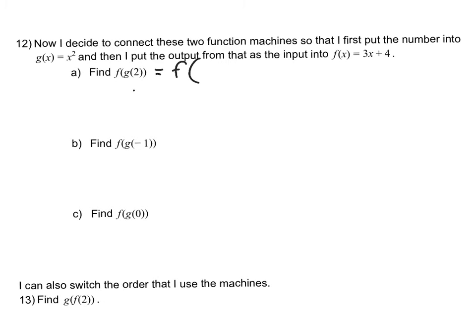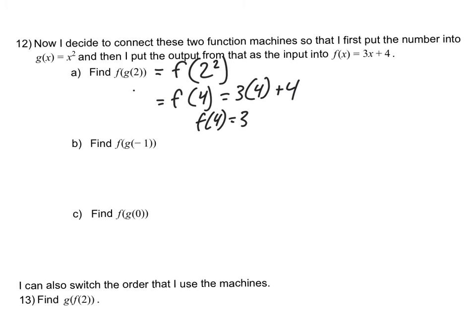I'm finding f of g of 2, which is f of 2 squared. Oops, 2 squared. All right, like this. So I'm finding f of 4. How do I find f of 4? I'm going to now take 3 times 4 plus 4. So f of 4 equals 3 times 4. I'm going to do 3 times 4, which is 12, plus 4. I'm now finding f of 4 equals 16.